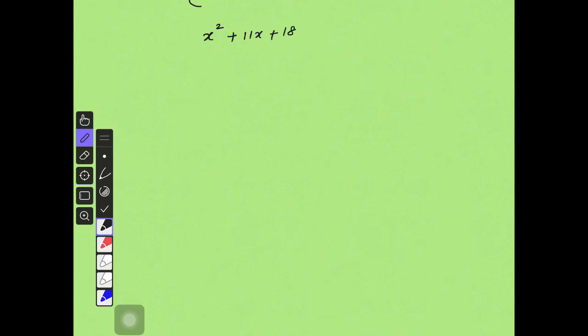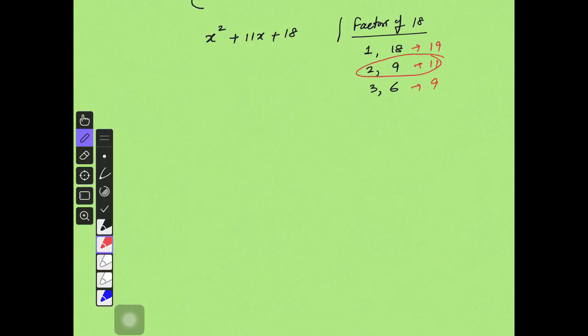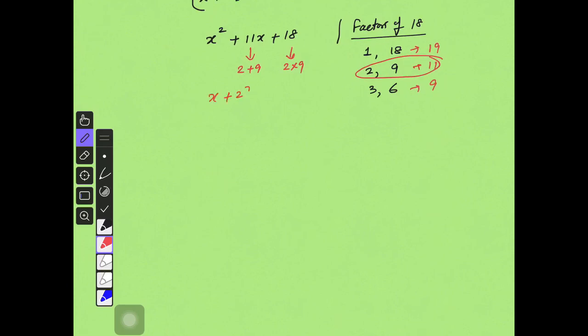Maybe consider more examples. Let's say, a very basic x square plus 11x plus 18. Think about factors of 18, and you can always start from 1. So 1 and 18, and then you select which one gives you 11. 1 and 18 gives you 19 if you add them, and 2 and 9 will give you 11. 3 and 6 will give you 9. So we are going to choose 2 and 9 because the middle term should be 11. 2 plus 9 is 11, and 2 times 9 is 18. That's how you are going to decide. So the factors are x plus 2 times x plus 9.